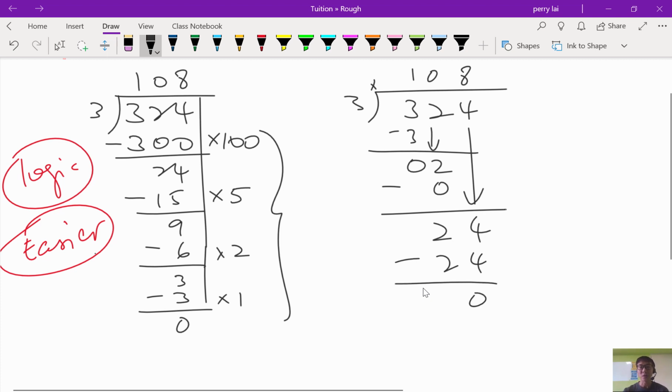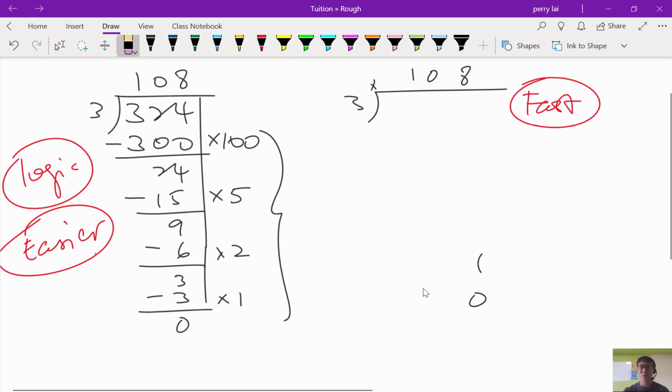So here's the advantage of using the traditional method. It is pretty quick. So it's pretty efficient to use this method. And that's about it actually. But there's one more advantage which most people do not know, is that this method of division allows you to do this.